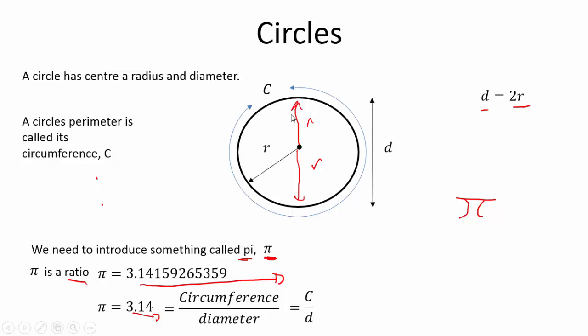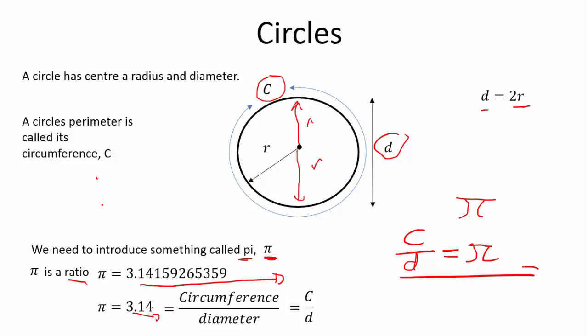So what do I mean by this? For every circle in the entire world, and any circle you'll ever make, the ratio of C over D is always equal to 3.14 and so on. It's always equal to pi. So C over D is always equal to pi. Always. If it's a circle, it's always the case. So like I say, for all circles.